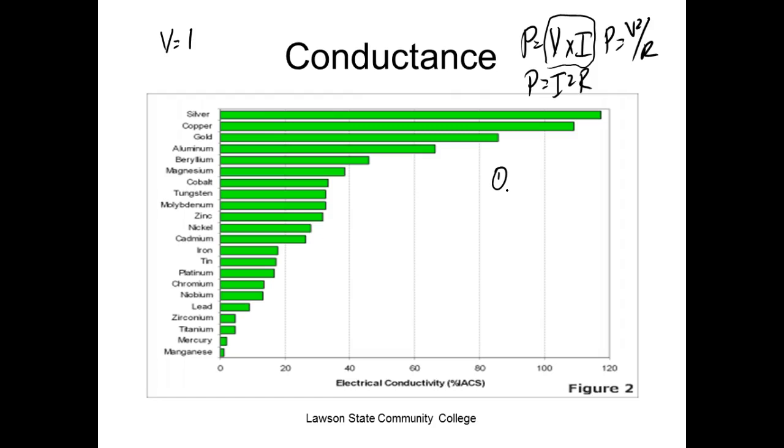Superconductors have to be run in liquid nitrogen. They have to freeze them. So, what determines resistance? The material, the size, the length, and the temperature.